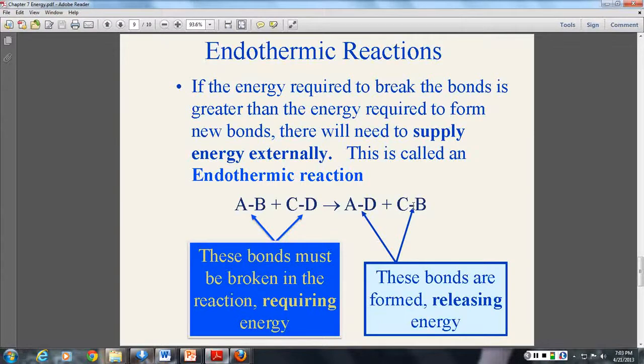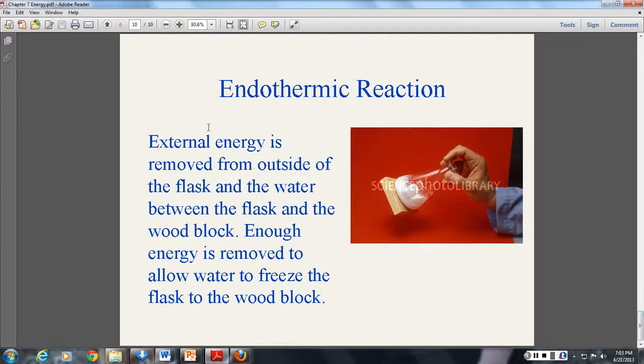That's why endothermic reactions are cold to the touch, because since it takes more energy to make these bonds, the energy supplied to break these bonds is less than the energy required to make these new bonds. And that energy has to come from somewhere, and that's from the surroundings. Okay? And so here's an example of an endothermic reaction. We take this chemical mixture here, and we put a few drops of water on the top of this block of wood, and this water freezes.